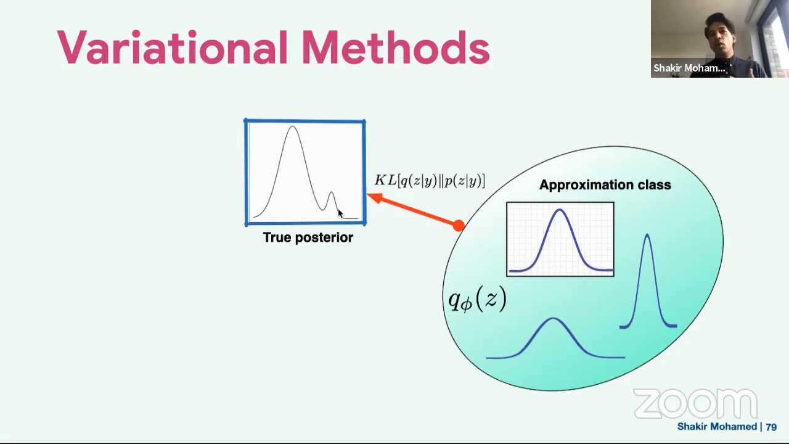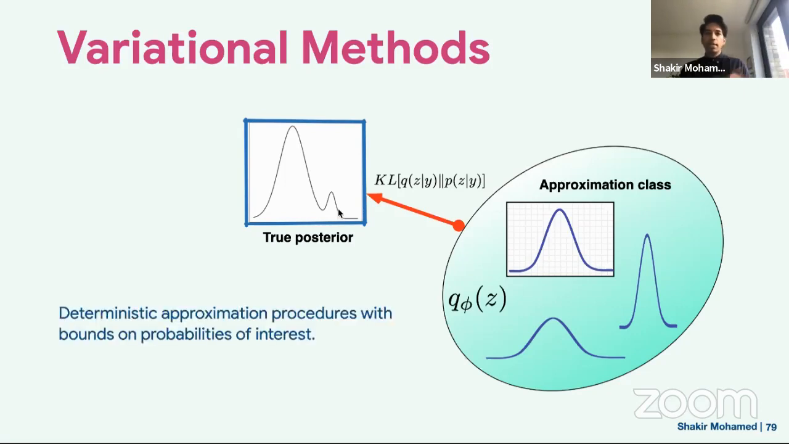But I'm going to talk about one kind of variational method, which will sometimes be called the evidence lower bound variational method, or KL variational methods. One of the things that is good about variational methods is they give deterministic approximation procedures rather than the stochastic procedures we looked at in Markov chain Monte Carlo. The language we're going to use here is that this approximation class is going to have some parameters phi, and I'm going to try and fit these variational parameters phi.